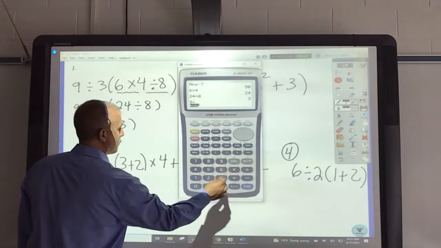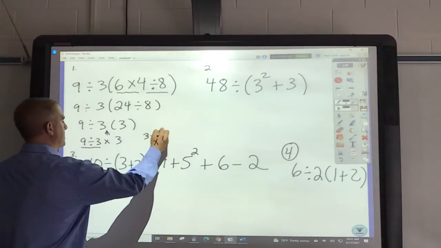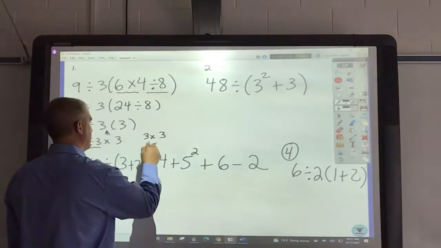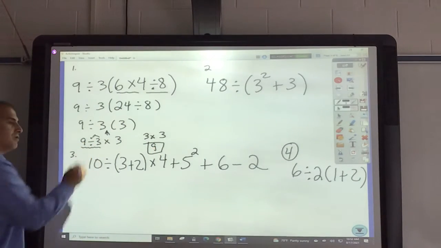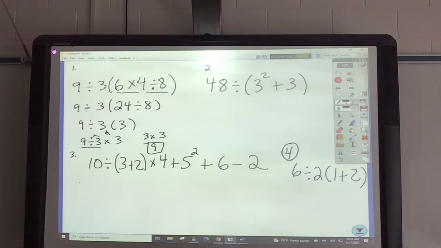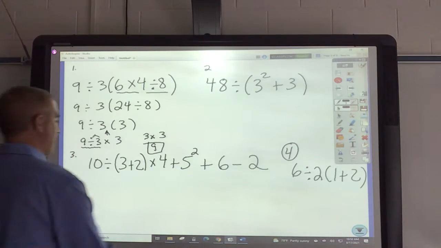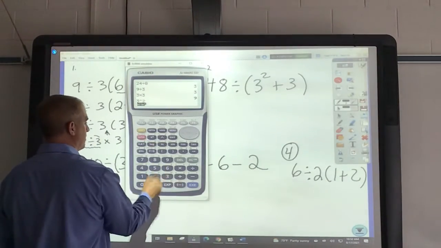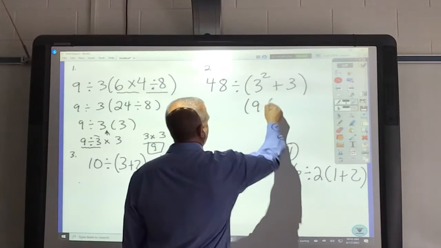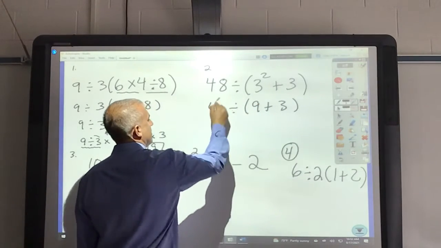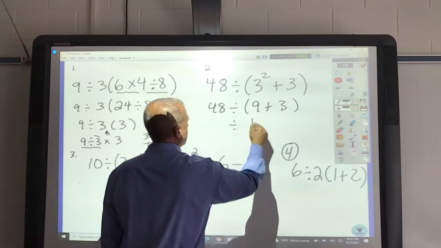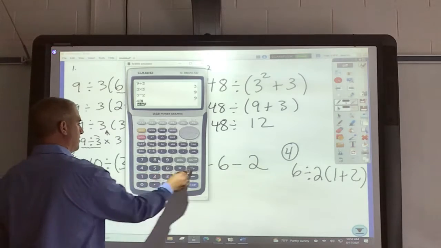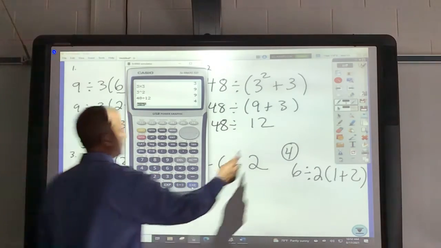So 9 divided by 3 is 3. So I got 3 times 3, okay? 3 times 3 happens to be 9, okay? So you got to do this first, because remember, when in that group of multiplication and division, that's what happens, okay? Now, this one right here, okay? I would do the 3 squared first, 3 to the 2nd power, which is 9. I got 9 plus 3 now, okay? 9 plus 3 would be 12. Okay, all right, 48 divided by 12 is 4.